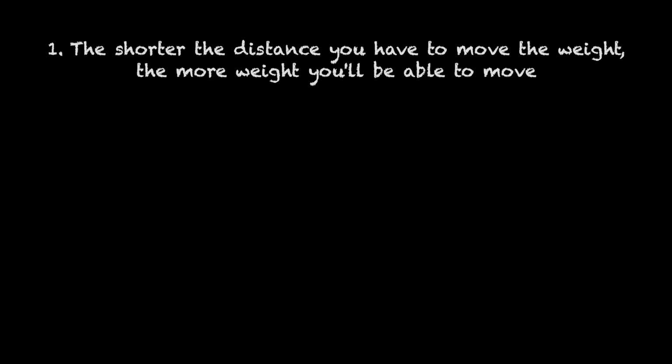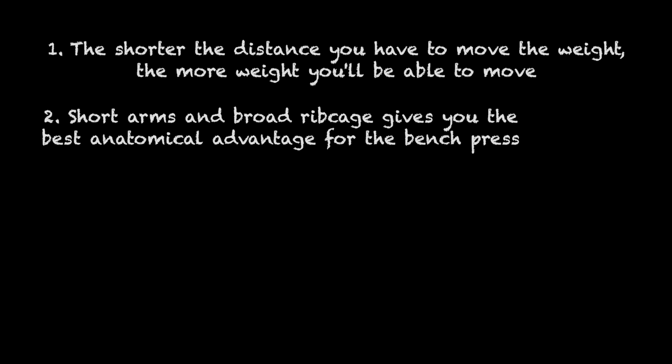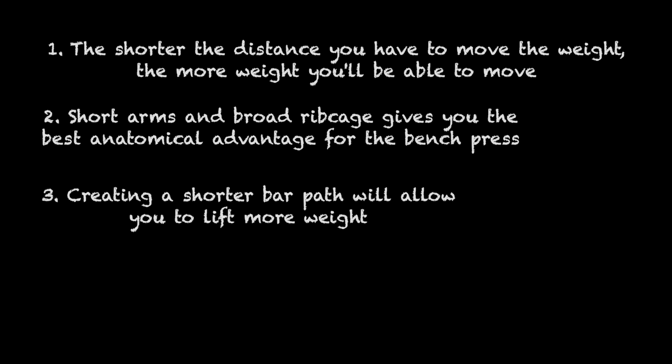Okay, let's summarize the main points here. Number one, the shorter the distance the weight has to travel, the easier it will be to move the weight. Number two, if you're someone with shorter arms and a broader rib cage, congratulations, you've hit the genetic lottery for the bench press, and you naturally start off at an advantage. Number three, whether you hit that genetic lottery or not, you can artificially create a shorter bar path by focusing on a couple checkpoints with your technique.